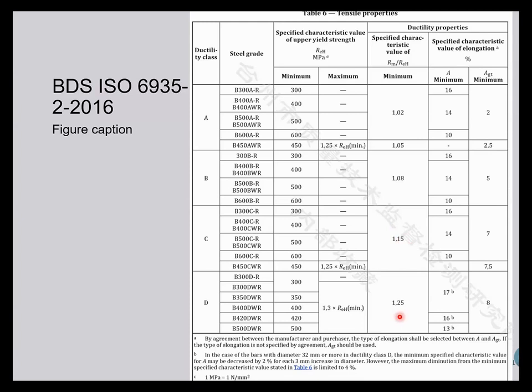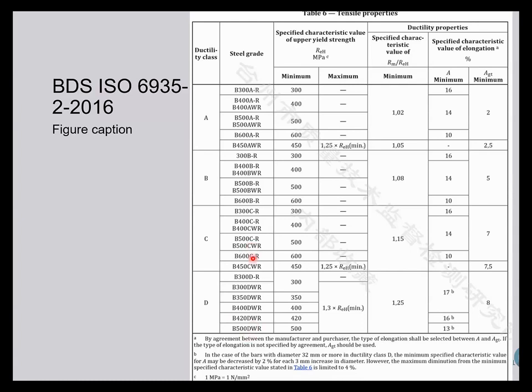B500C corresponds to ductility class C, where the ultimate strength by yield stress ratio is more than 1.15 but less than 1.25. And for ductility class D, the ultimate strength by yield stress ratio is more than 1.25, for B500D or B420D. So the letters C and D represent ductility class.